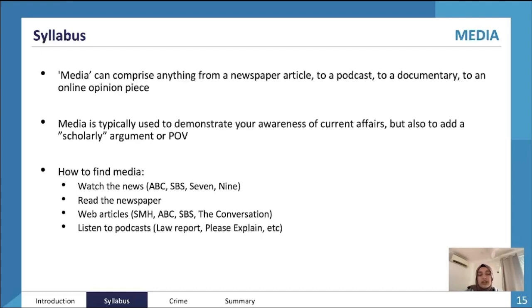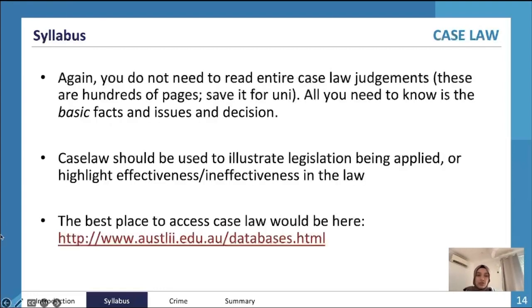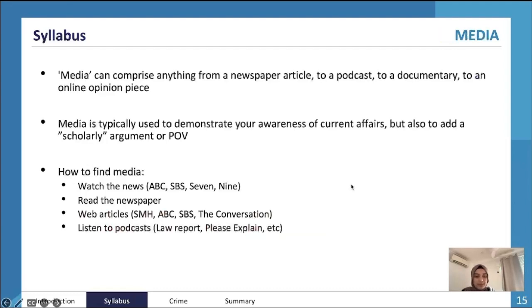I also had a few online opinion pieces on different topics or dot points where there was controversy surrounding the effectiveness or ineffectiveness of the law, because that will help me answer the question of effectiveness, ineffectiveness, right?